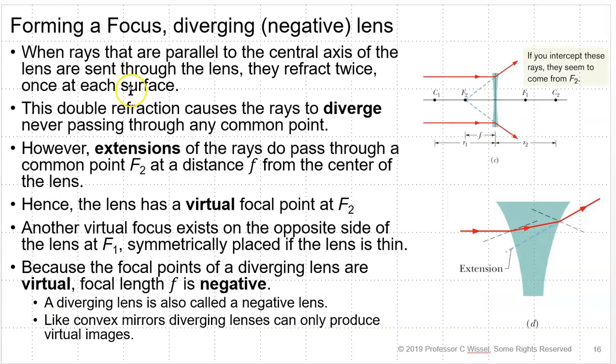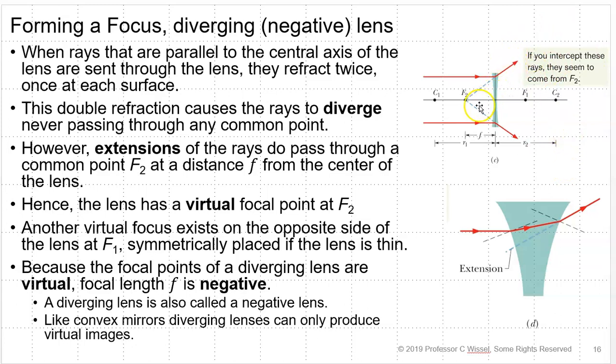Okay, now the other type of basic lens is a diverging or negative lens, and you can see why in a minute. So you have rays parallel to the central axis, and they are sent through the lens. They will refract twice. Here's a close-up of this, and here's one refracting surface, and here's the other one. Okay, so they bend twice, and the shape of these two surfaces causes this type of bending. This double refraction will cause the rays to diverge, and they never pass through a common point. That's why it's called a diverging lens.